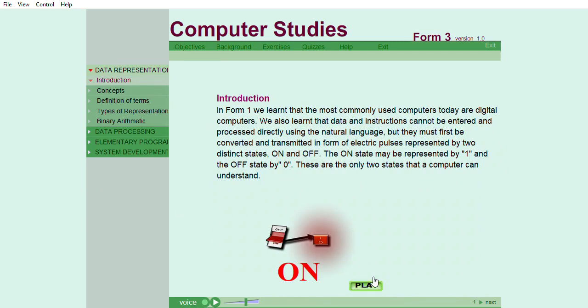Introduction. In Form 1, we learned that the most commonly used computers today are digital computers. We also learned that data and instructions cannot be entered and processed directly using natural language, but they must first be converted and transmitted in form of electric pulses represented by two distinct states, on and off. The on state may be represented by a 1 and the off state by a 0. These are the only two states that a computer can understand.